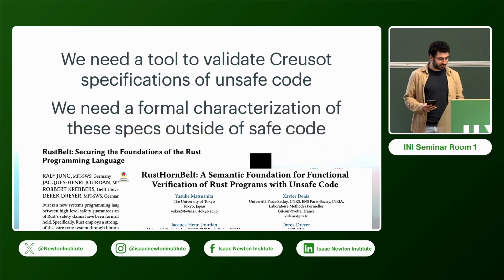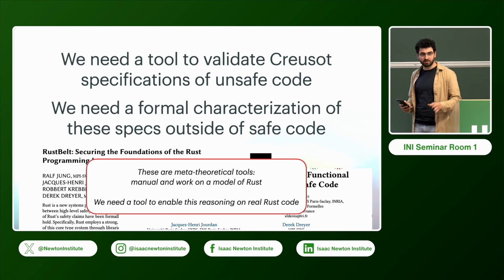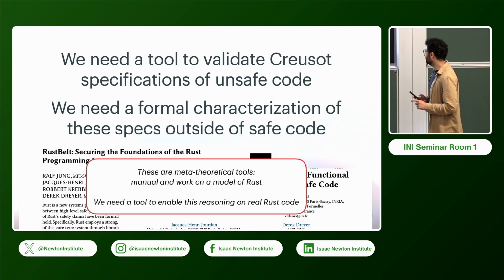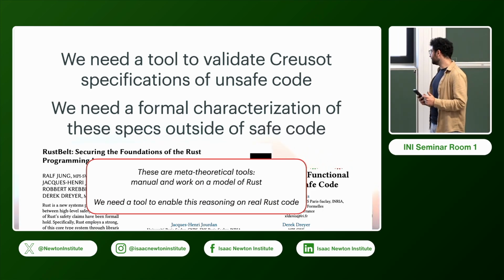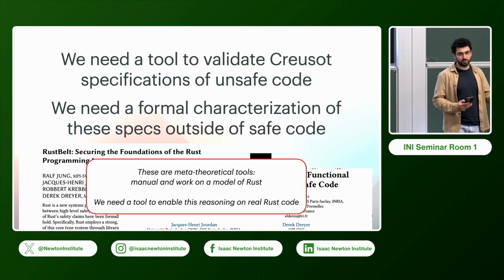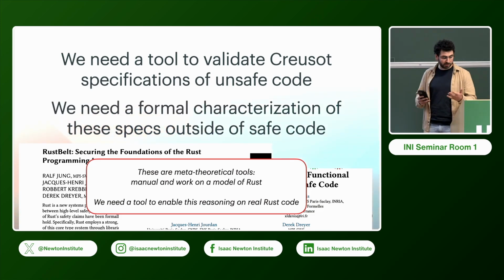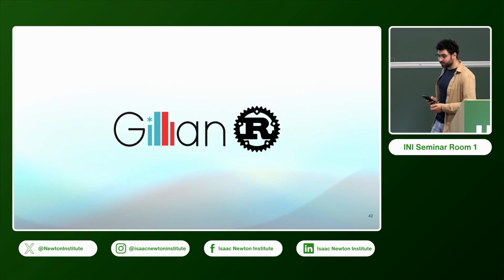And the problem is that those are meta-theoretical tools. They're models in Coq to model Rust. They don't work on real Rust. That was until Refined Rust, and I will come back to this also. And we would also like to have some level of automation and performance when doing this verification and see how much we can leverage the fact that we're only doing unsafe code. So to that end, we developed Gillian-Rust.